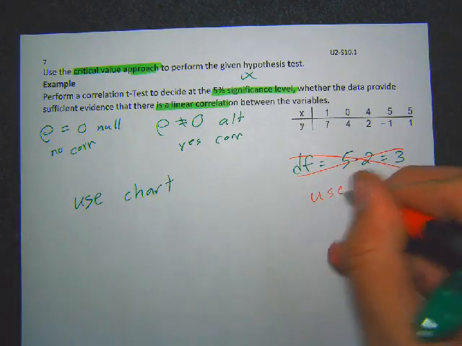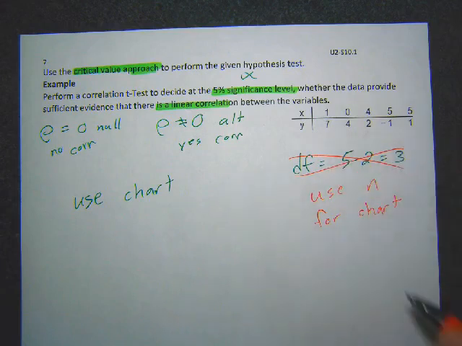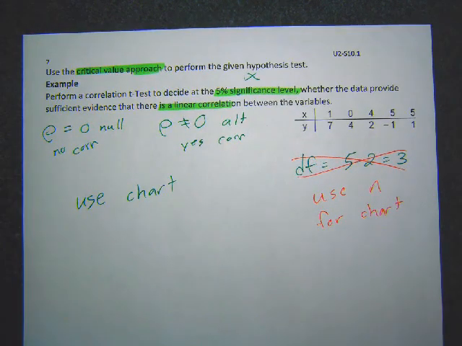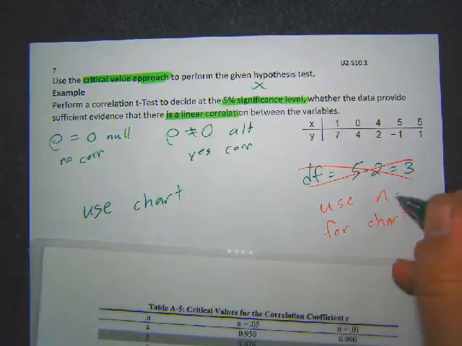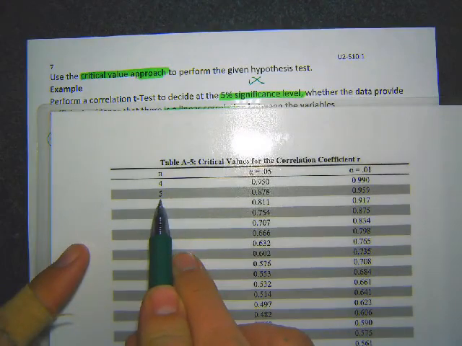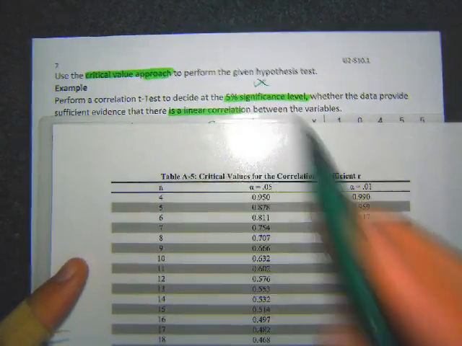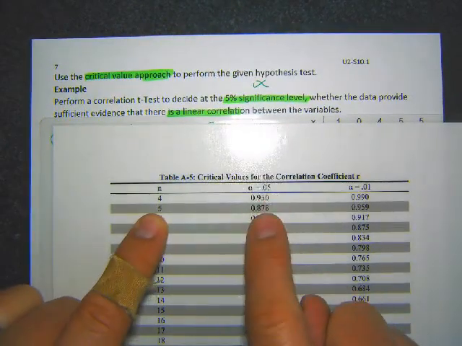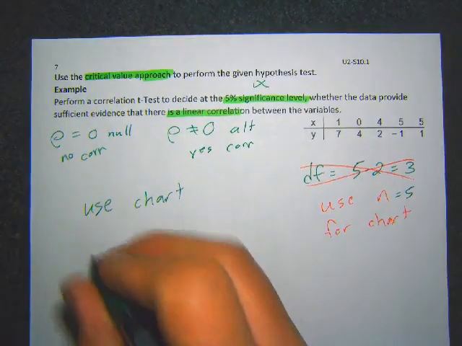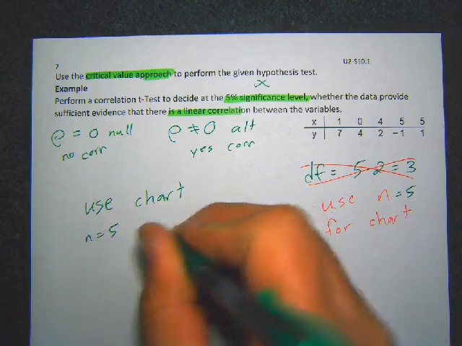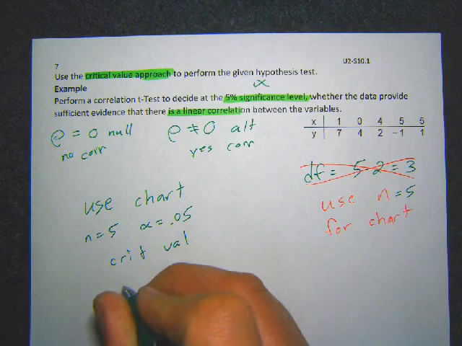So in here we use n for the chart. That's one thing you don't have to worry about: you don't have to find degrees of freedom, because this chart is designed just for this. So n is 5, because there are 5 in the sample size. Then we can do either a significance level of 0.05 or 0.01, and this one wants 5%. So n is 5 and alpha equals 0.05. The critical value is 0.878.